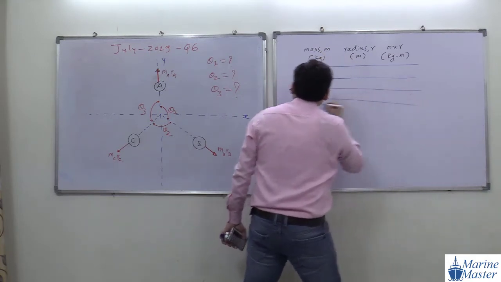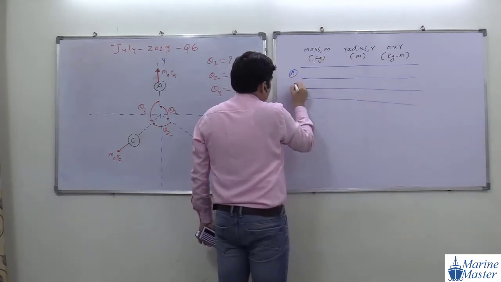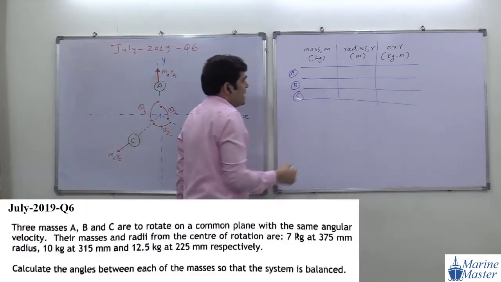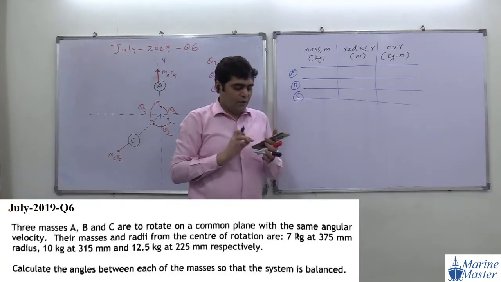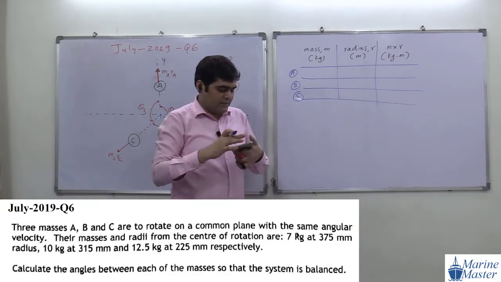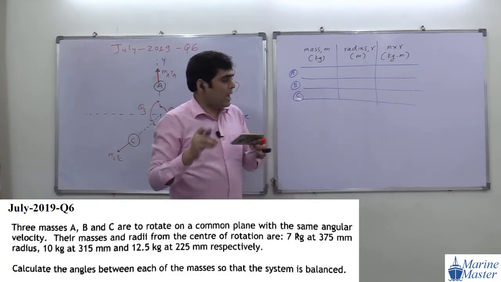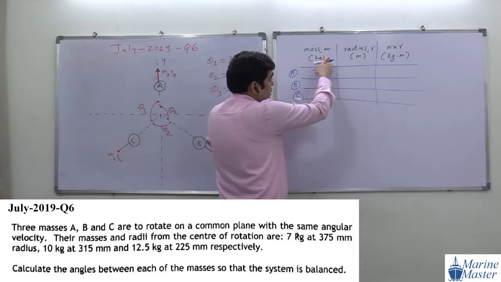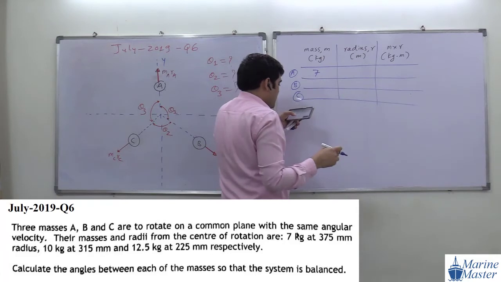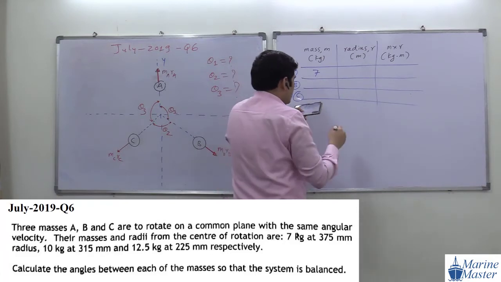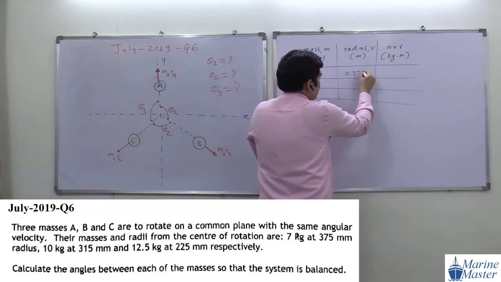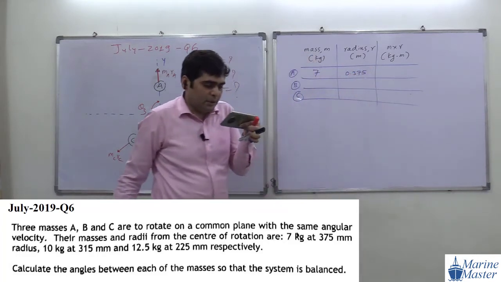So here we have three masses, mass A, mass B and mass C. See the scenario. What is the value of mass A? Mass A is 7 kg. I am not writing the unit here because at the top itself I have written the unit. Mass A is 7 kg at a radius of 375 mm. What is meant by 375 mm? 0.375 meter.